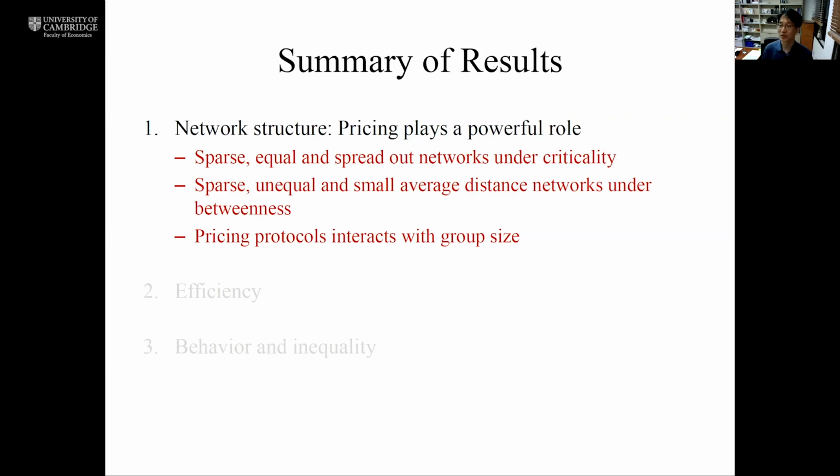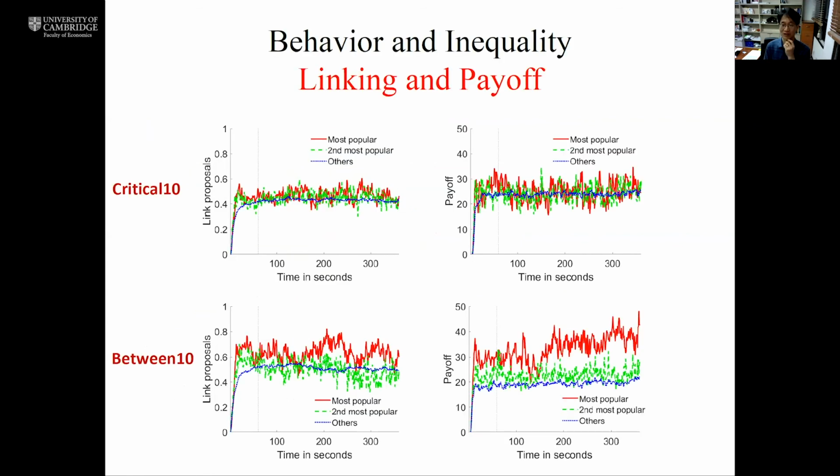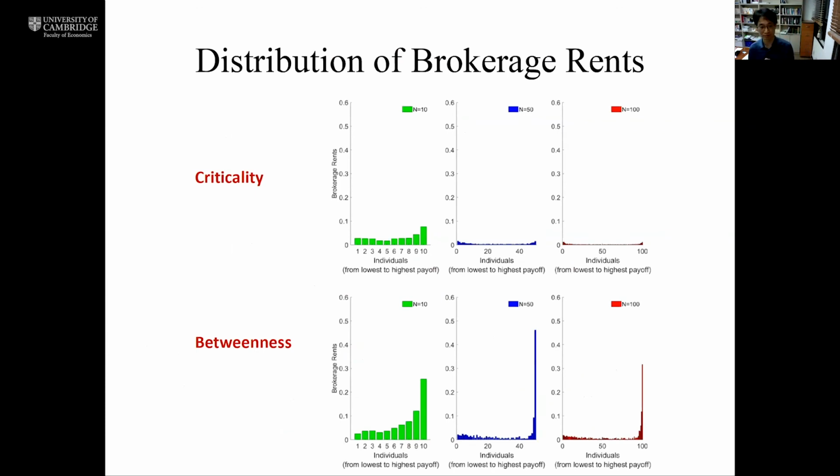Now, I think time has already passed, so let me show you the inequality and then I can close. Okay. So let me only show you the inequality of the brokerage rent. This is the distribution of average per-individual payoffs, with n equal to 10, 50, and 100. The top panel is criticality, and the bottom is betweenness.